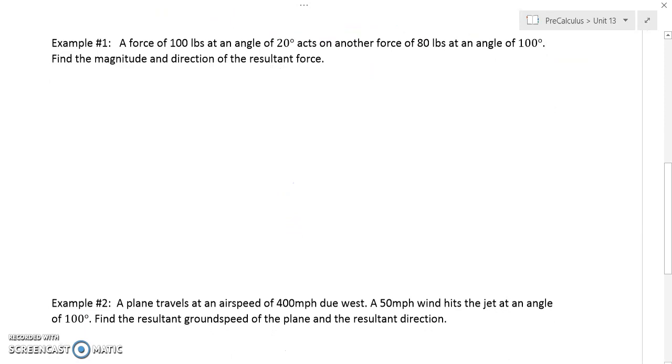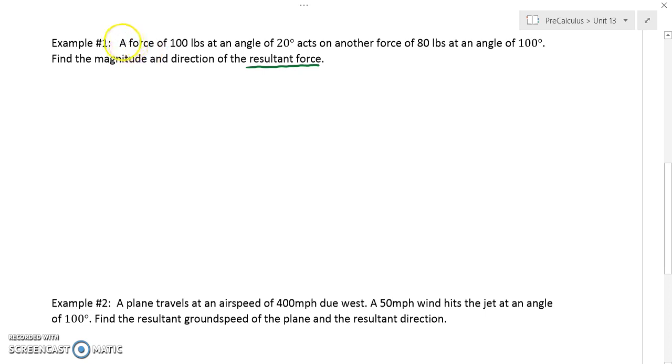It says a force of 100 pounds at an angle of 20 degrees acts on another force of 80 pounds at an angle of 100 degrees. Find the magnitude and direction of the resultant force. So we need to find the resultant force first, and then we can figure out the magnitude and direction, and that's what we did yesterday. In order to find the resultant force, first you need to figure out what each of the forces are, meaning find each of their vectors.